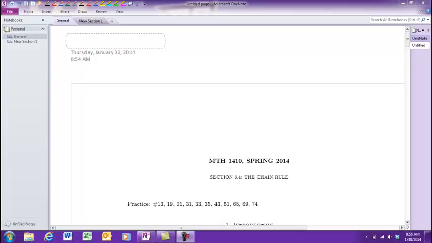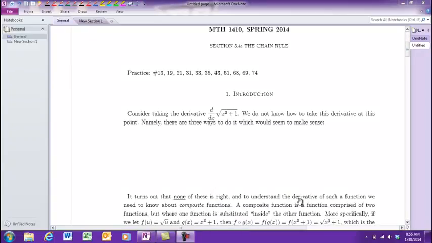Section 3.4, the chain rule. So consider taking the derivative of this function right here, square root of x cubed plus 1. Now the problem with this is we don't actually know how to take this derivative at this point because it's not a product. We're not multiplying two things together.